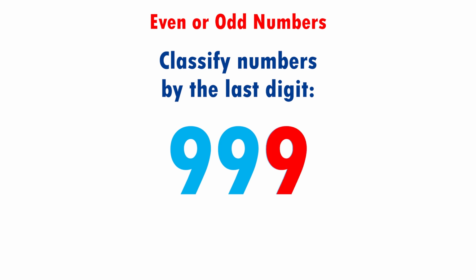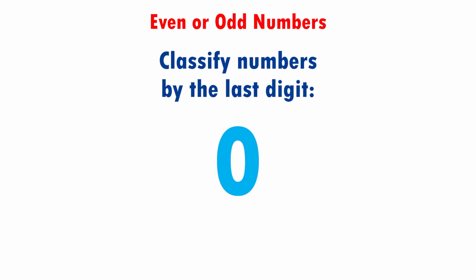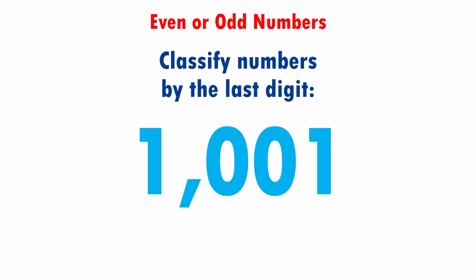999 ends in 9. So we can't make equal pairs. One is left over. That means the number is odd. 808 ends in 8. So we can make pairs with nothing left over. That means the number is even. 0 ends in 0. 0 things make 0 pairs, no leftovers. That means the number is even. 1001 ends in 1. So we can't make equal pairs. One is left over. That means the number is odd.